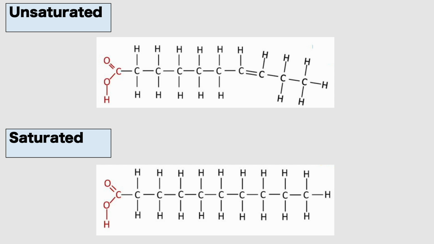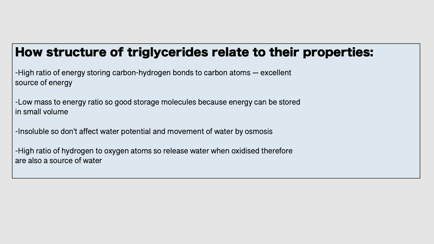Lipids are insoluble in water but soluble in organic solvents like alcohol. So here are the ways the structure of triglycerides relate to their properties. Firstly, they have a high ratio of energy-storing carbon-to-hydrogen bonds to carbon atoms, making them an excellent source of energy. They have a low mass-to-energy ratio, so are good storage molecules because energy can be stored in small volumes. They're insoluble, so don't affect water potential and movement of water by osmosis. And they also have a high ratio of hydrogen to oxygen atoms, so release water when oxidized, therefore are also a source of water.